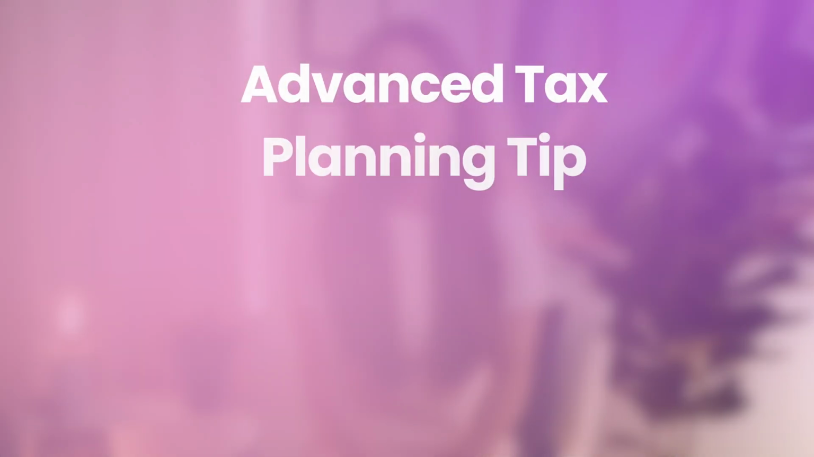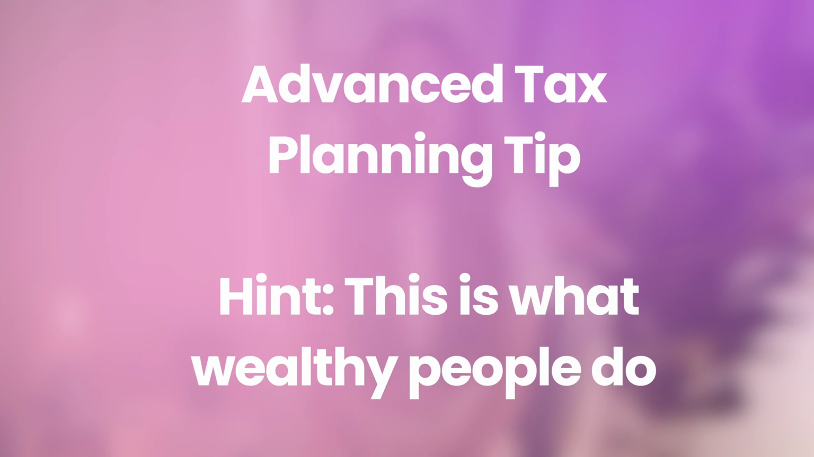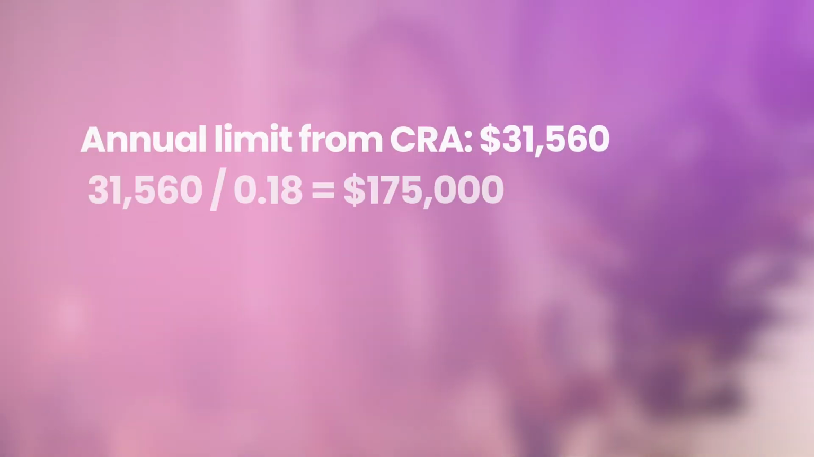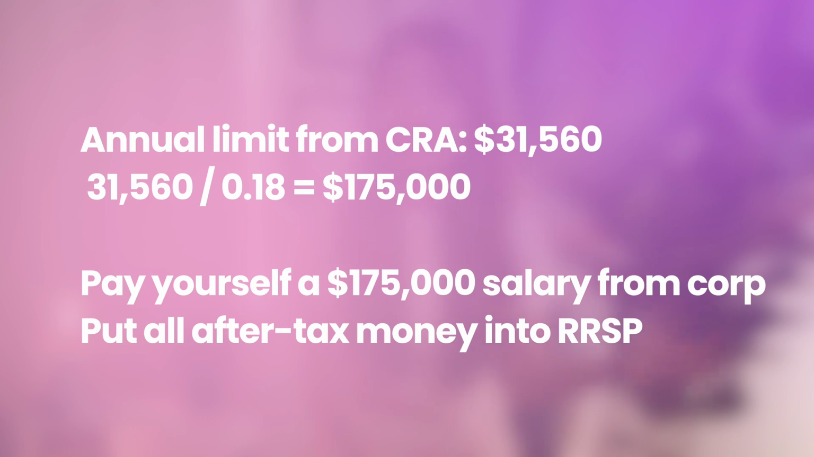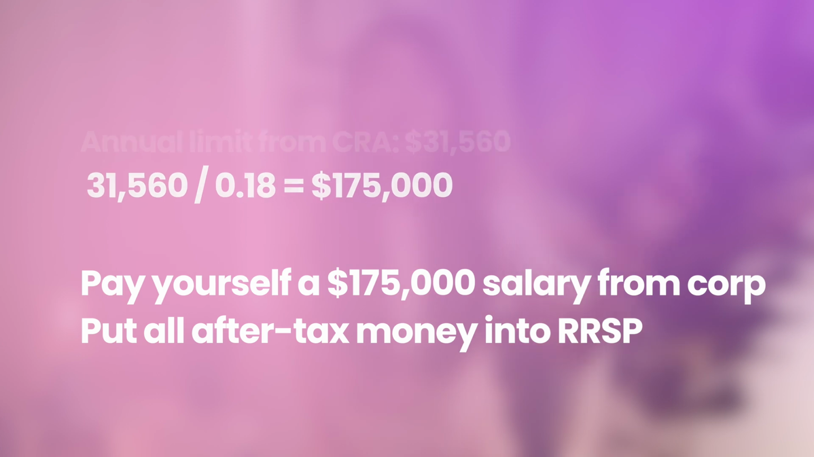If you have a business and you're wondering how much of a salary that you should pull out of your business to maximize your personal tax situation, what you want to do is take the annual limit, which is $31,560, divide that by 0.18. So that means RRSP benefits in general are capped when your salary is about $175,000. So you want to pay yourself $175,000 salary and use all of the after-tax money to invest into your RRSP account.